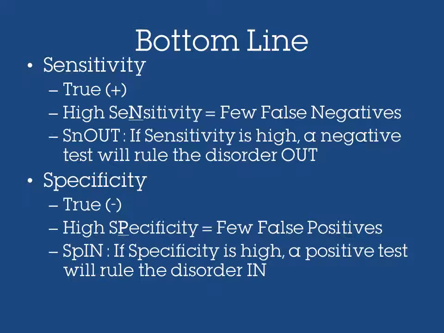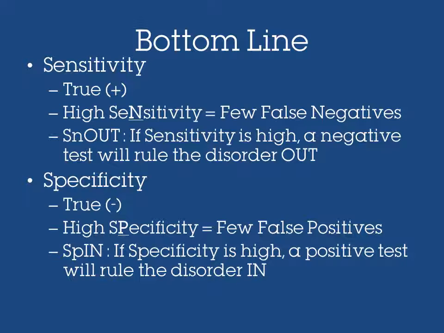So a higher sensitivity means that we have very few false negatives. And if you want to remember this, you can remember SNOUT: sensitivity, SN, and out, SNOUT. If sensitivity is high, a negative test will rule the disorder out. So if we have a very high sensitivity and we get a negative test, we can be fairly certain that they do not have that disorder.